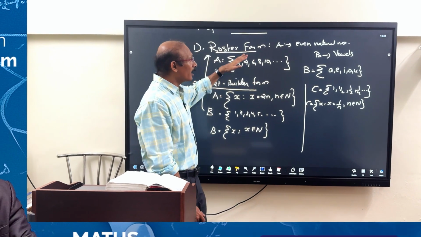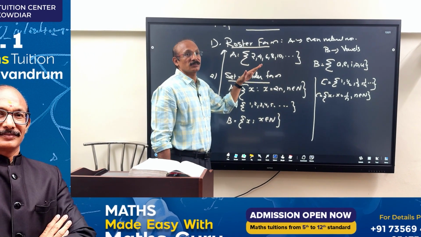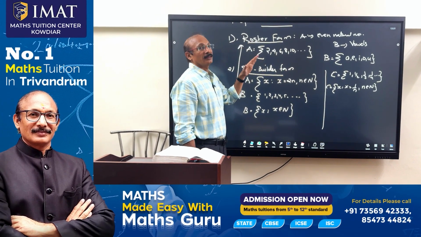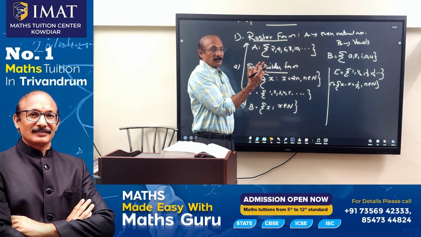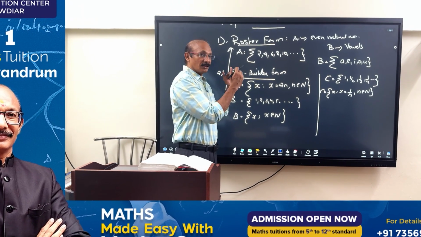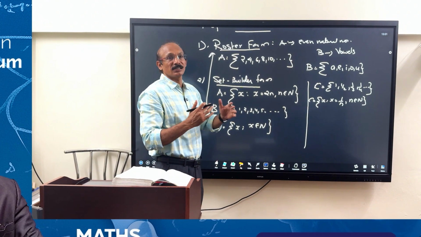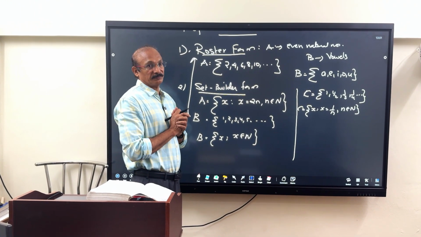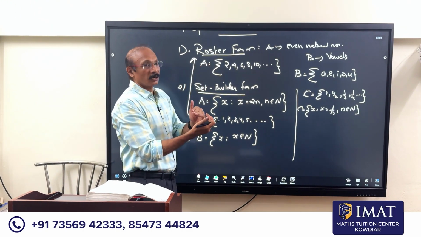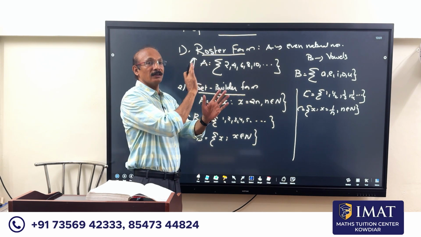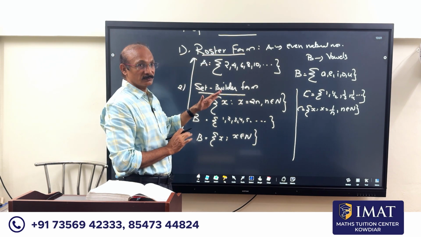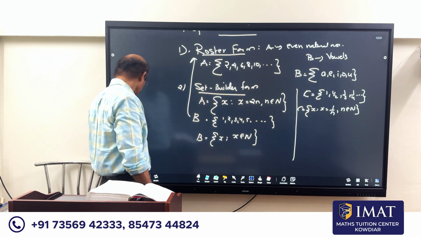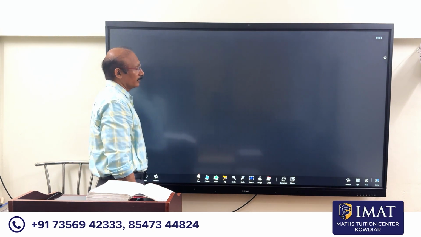So these are the two different representations of sets. One is the roster form and the other is the set builder form. So you must know how to write a particular set in the roster form and also the set builder form, and vice versa. If you're given a roster form, you can convert it to the set builder form, and set builder to roster form. So hope the point is clear to you. Right? Okay.